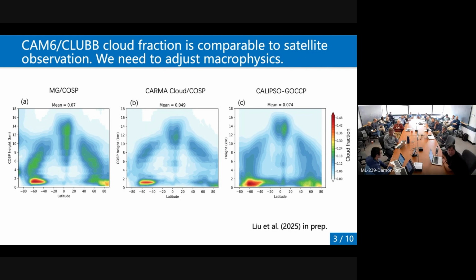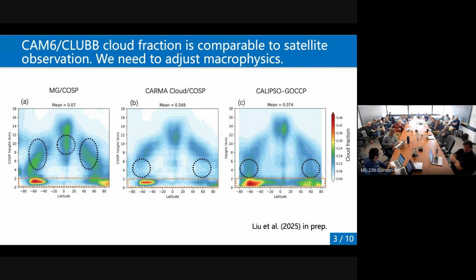So those figures: we have MG, Karma, and the data from the left panel, mid panel to the right. For the x-axis, we have latitude, and the y-axis represents altitude from 0 to 18 kilometers. For both of these models, we have biases low compared to the data in the boundary layers, within 0 to 2 kilometers. And for Karma Cloud, we have biases low in some regions like 60 north and 60 south, at an altitude of 2 to 6 kilometers.